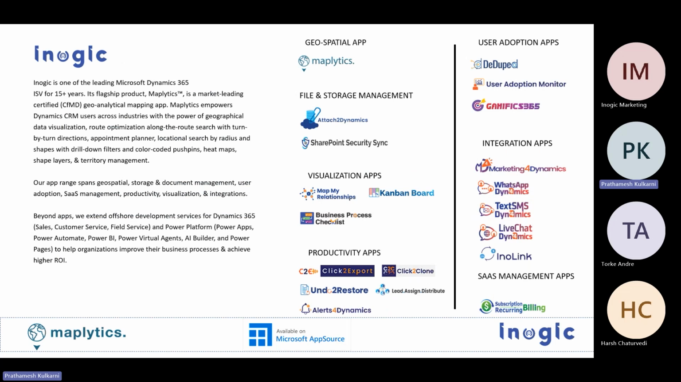Now moving on to the company, Inogic. We are one of the world's leading Microsoft Dynamics ISVs, and we have been present in the market for more than 15 years. We have our own CRM products available in multiple domains like geospatial, file and storage management, visualization, productivity, gamification, and integrations like WhatsApp and email marketing. Additionally, we also have our own offshore development services that can help you implement end-to-end Dynamics 365.